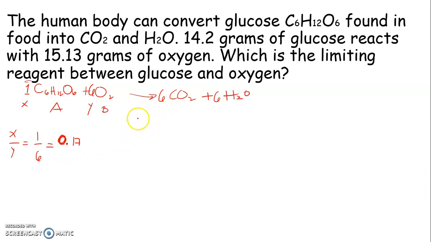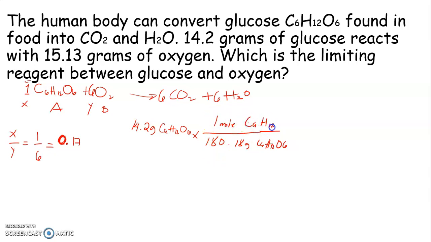For A, you have here 14.2 grams of glucose, C6H12O6. What is the mass of our glucose? That will be 180.18 grams of C6H12O6. If you're confused with this number, it was solved from the last time. Multiply by 1 mole of C6H12O6. So that would mean 14.2 divided by 180.18. That's going to be 0.79 moles.